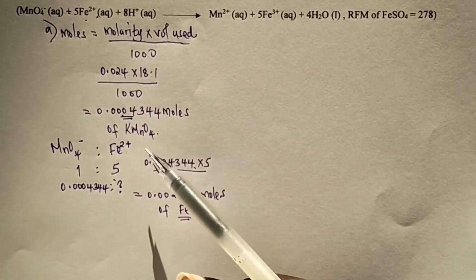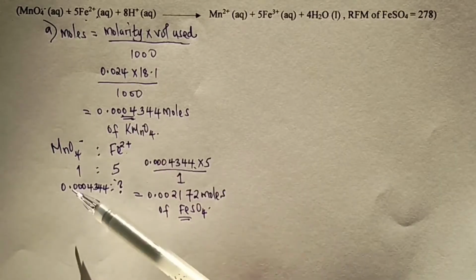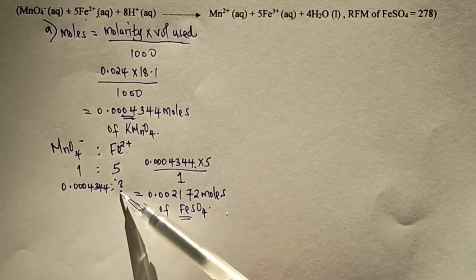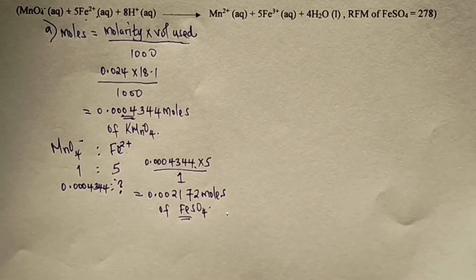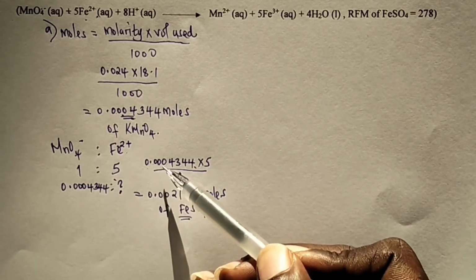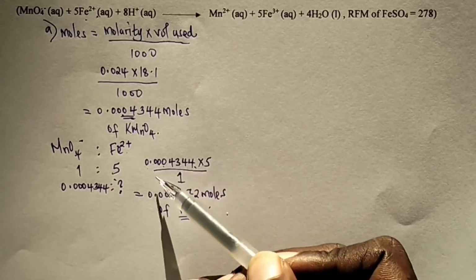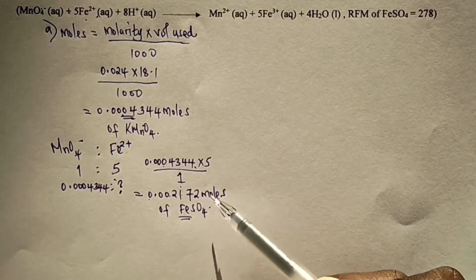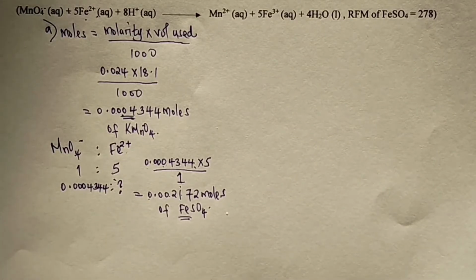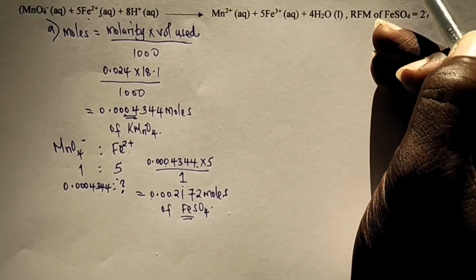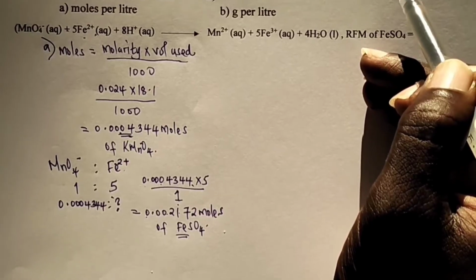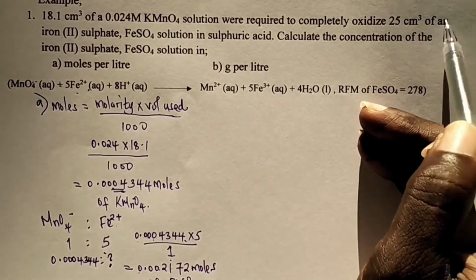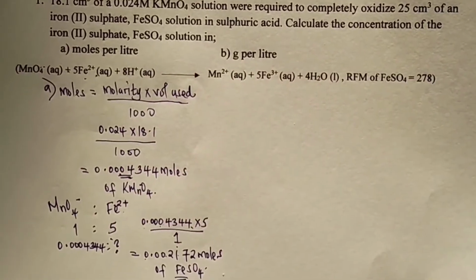The number of moles of potassium manganate(VII) solution is 0.0004344. What about the one for iron(II) ions? We cross multiply. Here we are going to get 0.0004344 times 5 divided by 1. We are going to get 0.002172 moles of iron(II) sulfate solution. Thereafter, we are given the volume of iron(II) sulfate solution, as you can see here, 25 cm³ of an iron(II) sulfate solution.